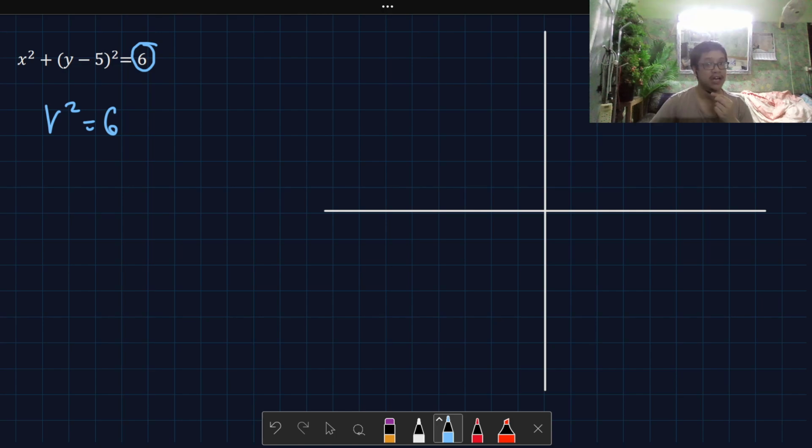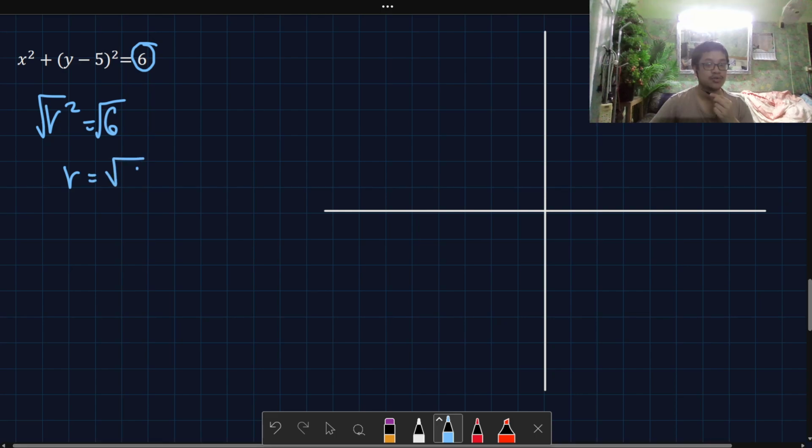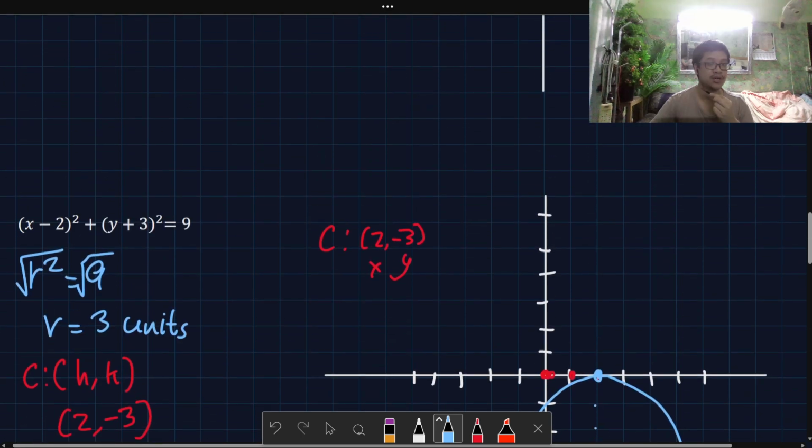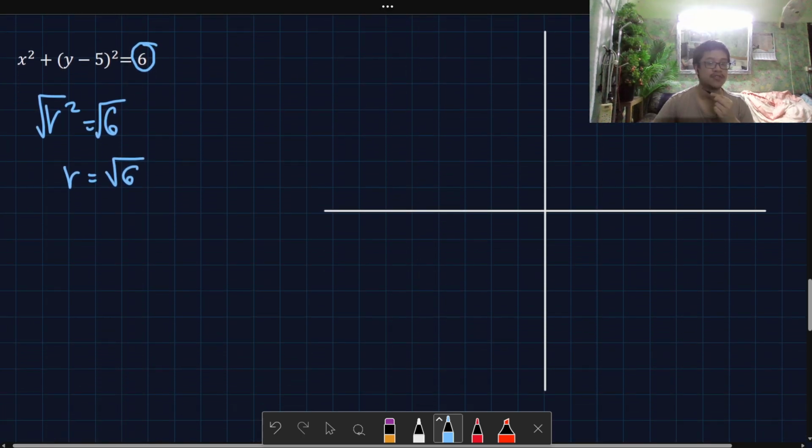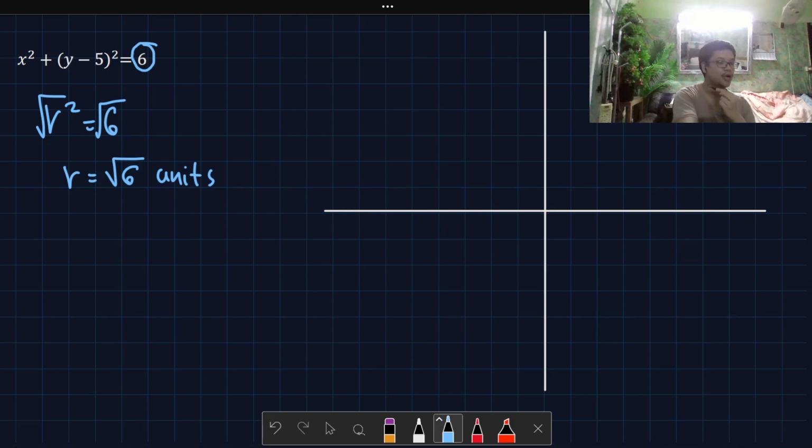Now let's find the length of your radius. So we will square root both sides. So here, the answer for that is square root of 6. Now, here's the thing. Square root of 6 is not actually a whole number. Just like for this one, 3 units, 1 unit. This one is square root of 6 units. If you're going to use your calculator, it has multiple decimal values. Like there's an infinite number of decimal values. So what are we going to do? Okay. So yes, that's the correct answer. It is in fact square root of 6.